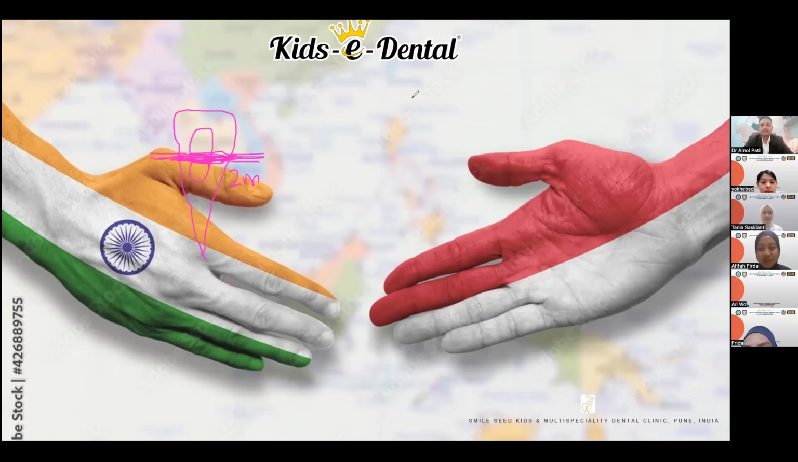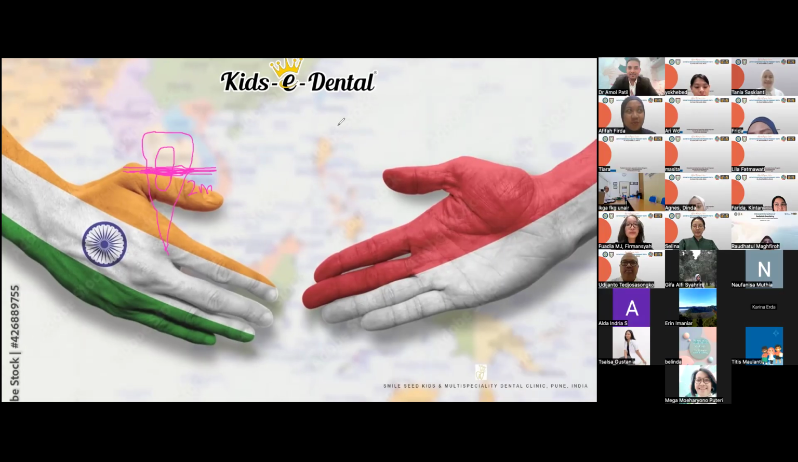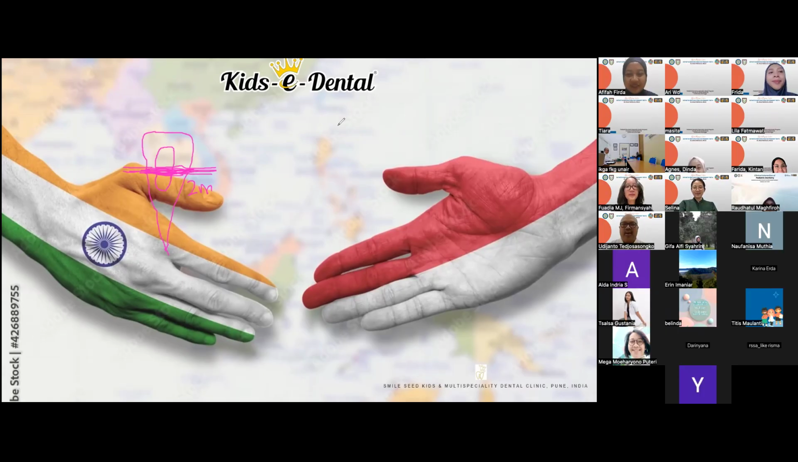We begin with the first page. 3, 2, 1. For the next page, 3, 2, 1. Okay, thank you.